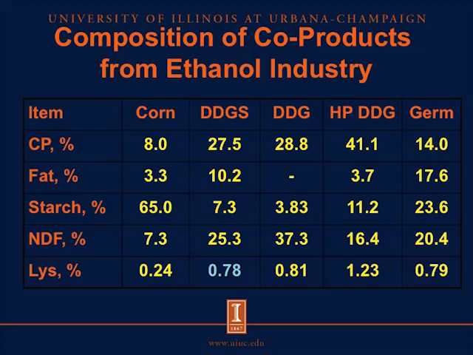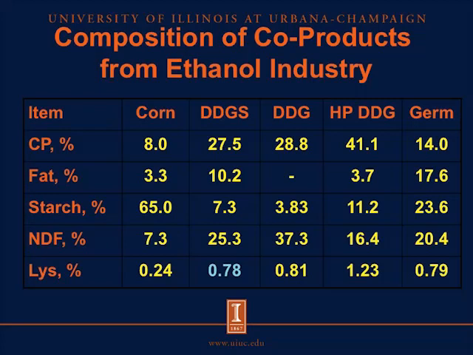If we look at the composition of the co-products from the ethanol industry, then we have here DDGS, DDG, high protein DDG, and corn germ. And I've also included corn grain in this table here. And we will see that the concentration of crude protein is greater in all the corn co-products compared with corn. It is about 27.5% in DDGS, 28.8% in DDG, and 41.1% in high protein DDG. And then we have corn germ with only 14%.